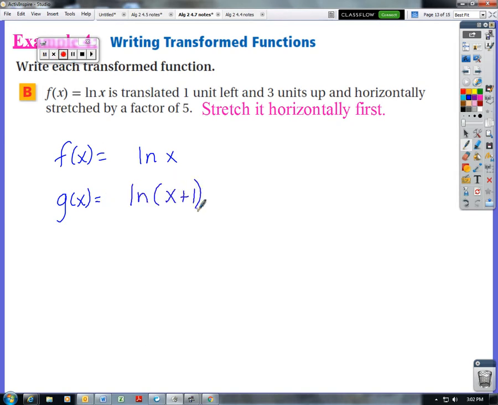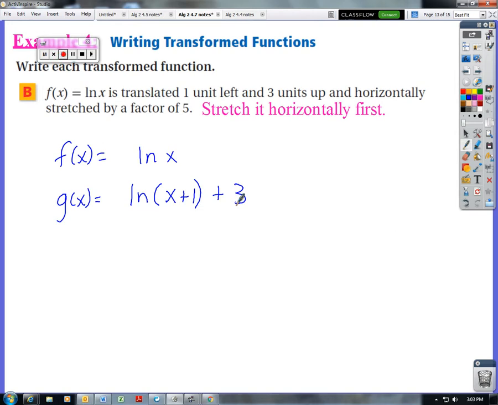Oh, and it said to stretch it horizontally first. I'm curious to see. I'm going to try it without stretching it horizontally first and then do it the other way and see what happens. Okay, so we translated 1 unit left. Then we're going to go 3 units up. So that's adding 3. That one also is straightforward. You just tack it on to the end, with the same sign as the direction.